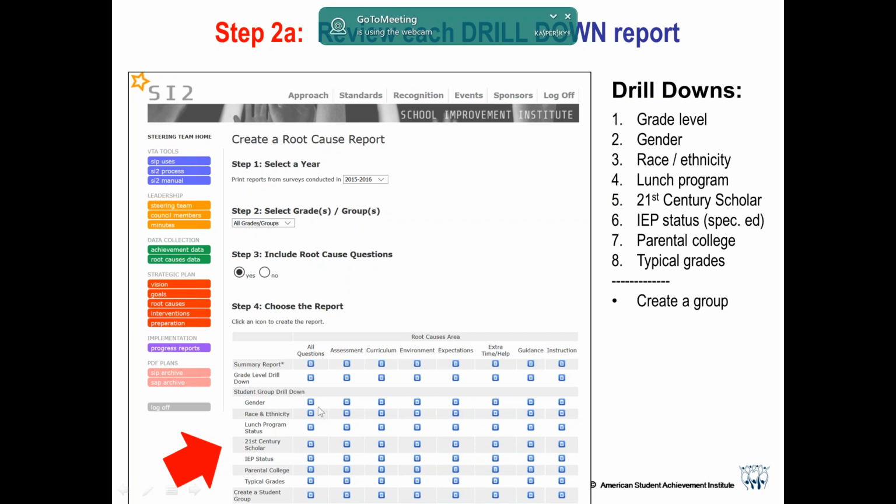And again, a root cause gap means that there's something that's getting in the way, but it's getting in the way more for your low-income kids. It's getting in the way more for boys, or whatever the group is. It's getting in the way more for the kids who get D's and F's. They're finding an issue with that.